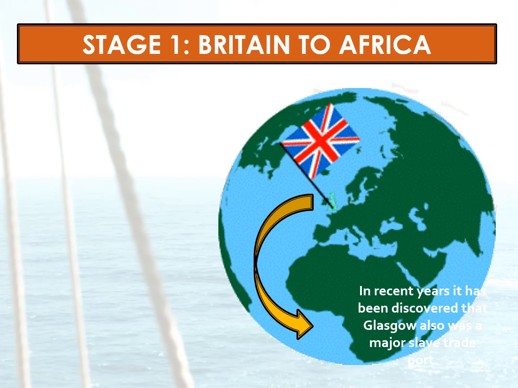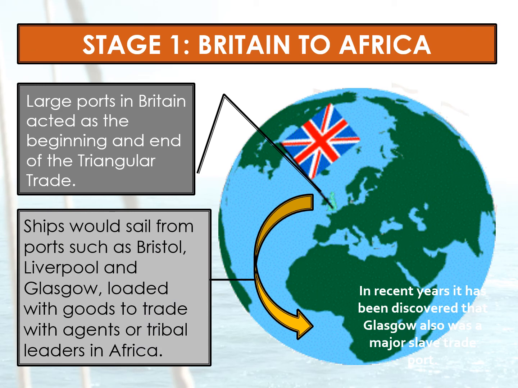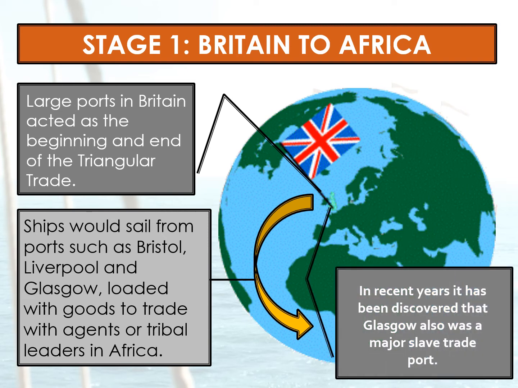So just a wee bit more information about each of the stages. The large ports in Britain acted as the beginning and the end of the triangular trade route. They would come from ports like Bristol, Liverpool and Glasgow, loaded with these goods to trade with the agents or with the tribal leaders themselves in Africa. In recent years, it's also been discovered that Glasgow was actually a major trading port, especially for things like tobacco, and they would send ships to Africa to trade for slaves to take to the West Indies to get this as well.